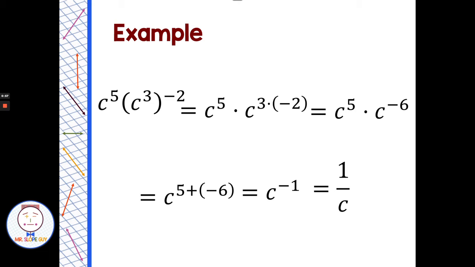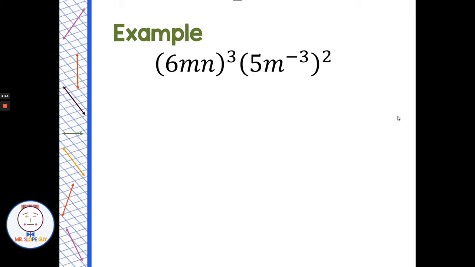So generally when you're told to simplify with exponents, your final answer should not have negative exponents in it. So most of the time you're not going to leave it as c to the negative 1, but 1 over c. All right, let's look at a new example.